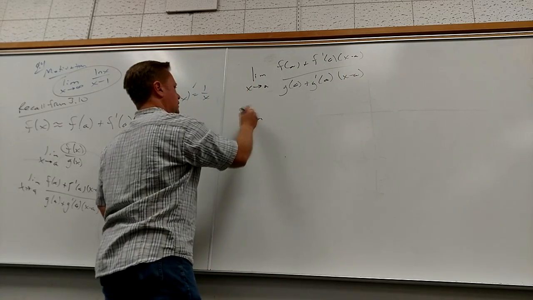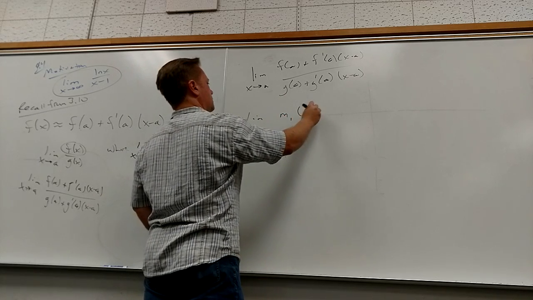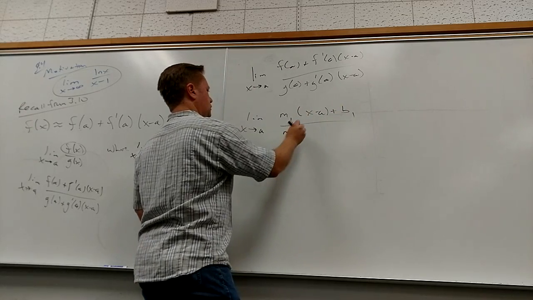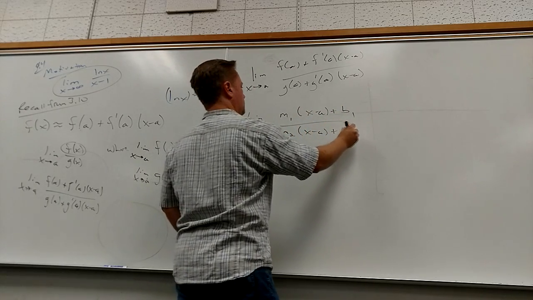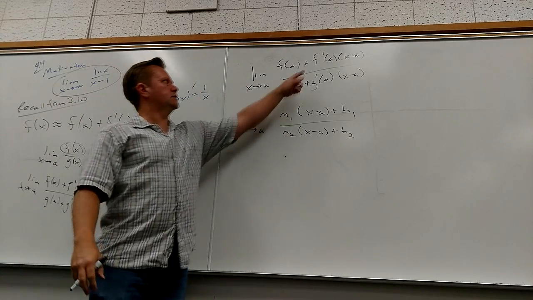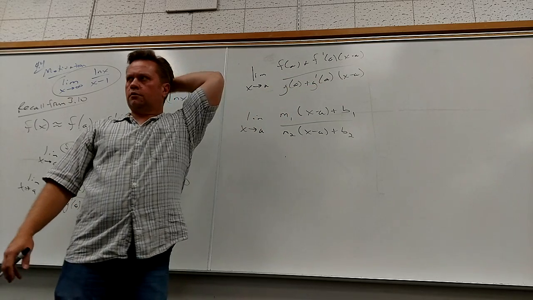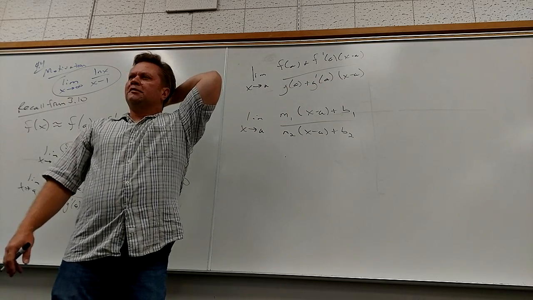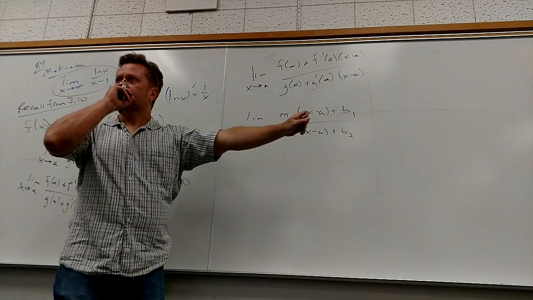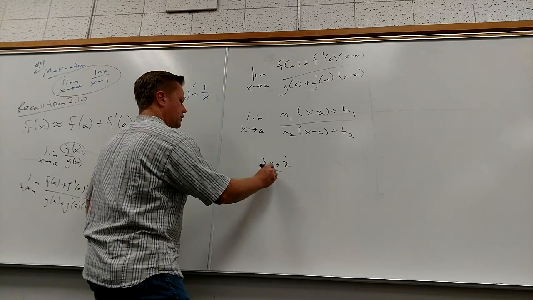Let me write this in a slightly better way. This is basically m1 times x minus a plus b1, over m2 times x minus a plus b2. Is that cool, you guys? You see what m1 is? M1 is that, m2 is that, b1, b2. Okay. What is this limit? We know what this limit is. What's the limit of 3x plus 7 over 4x minus 2?